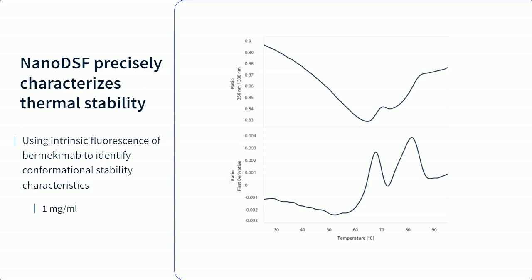And just to be clear, this experiment was run with proteins at 1 mg per mL, and the thermal ramp was 1 degree Celsius per minute. And this was the ramp rate that was used for all of the data we'll be looking at later in this presentation.